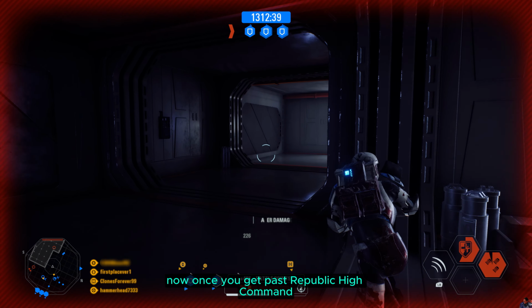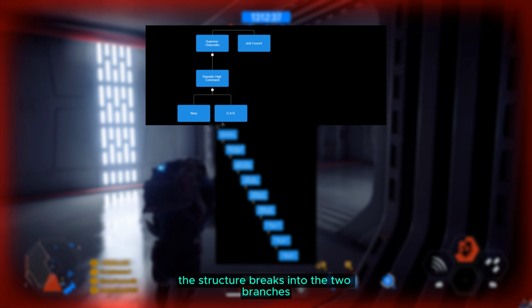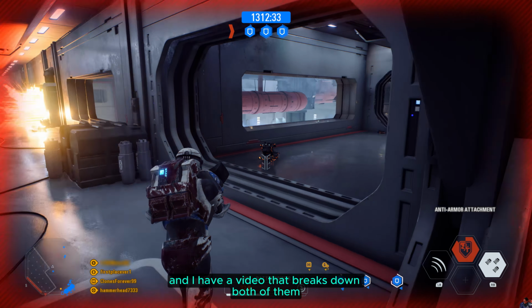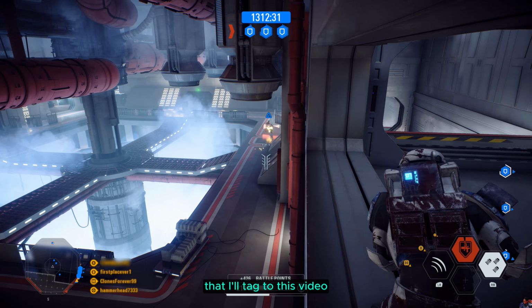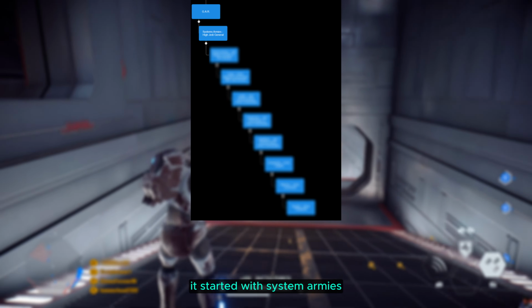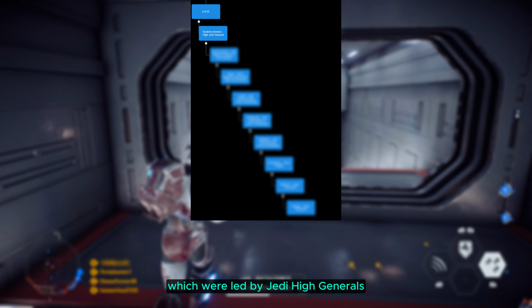Now, once you get past Republic High Command, the structure breaks into the two branches. So you have a dedicated Army structure and a dedicated Navy structure. And I have a video that breaks down both of them that I'll tag to this video. However, to start with the Army, it was broken down into a number of different levels. It started with system armies, which were led by Jedi High Generals.